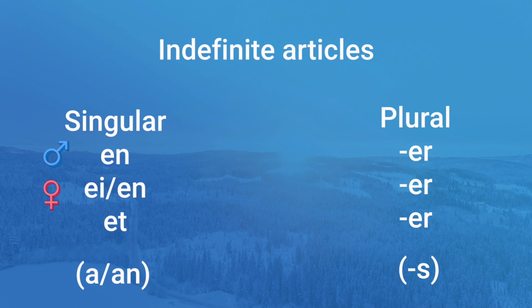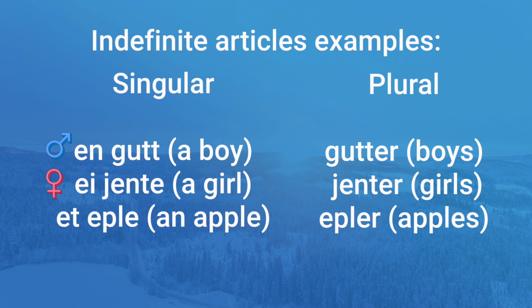And for the plural here, you can see that every single gender ends the same way. It's er, just like the present tense verb that we learned in the previous lesson. Here we have some examples to show you, and I'll just say these out loud. En gutt, ei jente, et eple, gutter, jenter, epler. Yeah, and that's the indefinite article. It's pretty straightforward, I think.